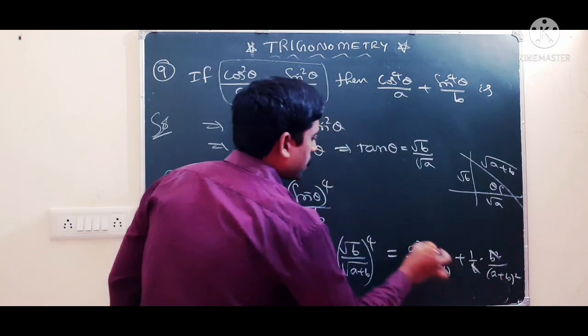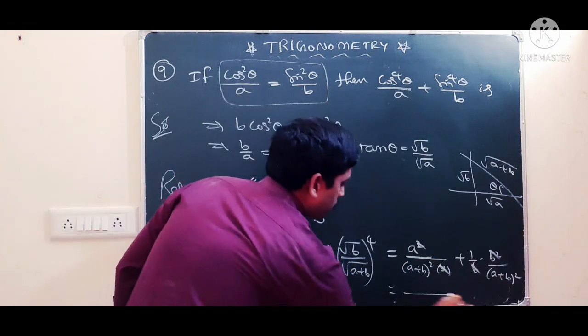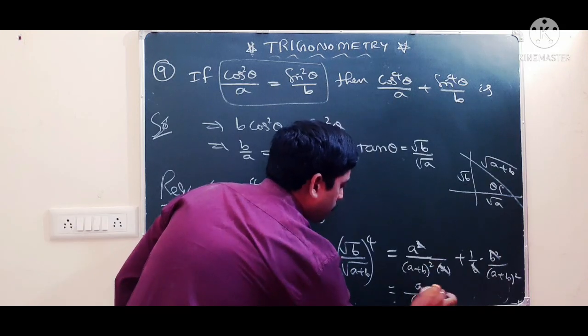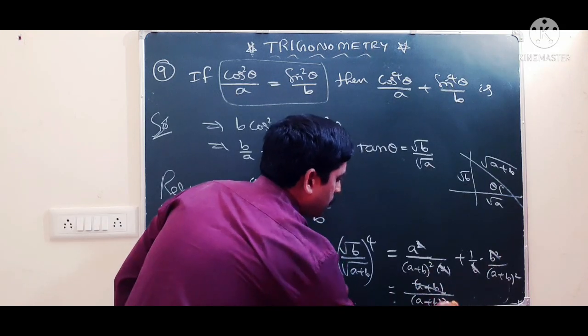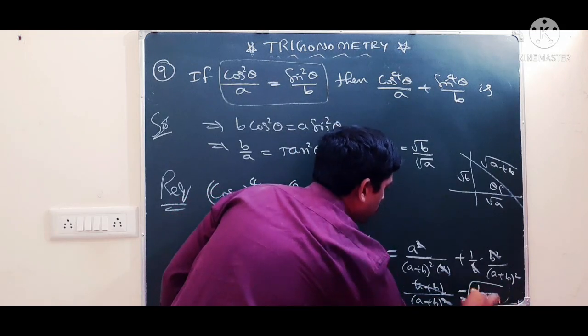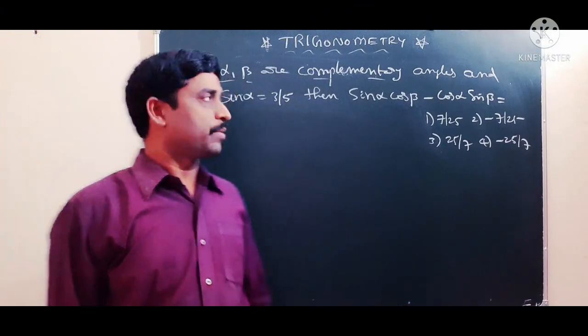1 by b and 1 by a get cancelled, so these two are like fractions. LCM is a plus b whole square. So the numerator value is a plus b. Okay, a plus b gets cancelled. What is the answer? 1 by a plus b. So the answer is 1 by a plus b. Okay, let us go to the next problem.